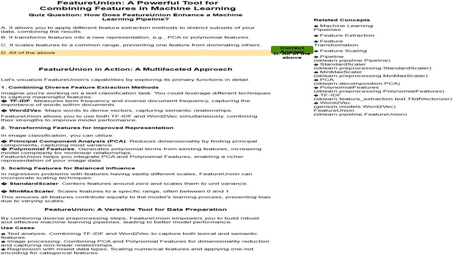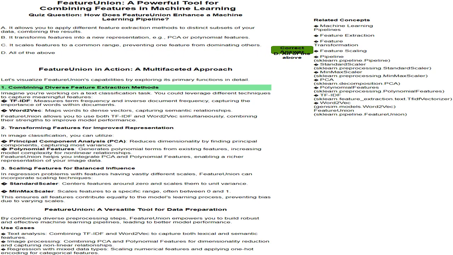Example: imagine you have a dataset with both text and numerical data. You can use TF-IDF to extract features from the text and a standard scaler to pre-process the numerical data. Feature union allows you to combine these features into a single representation, which can then be used to train a machine learning model. Combining diverse feature extraction methods.